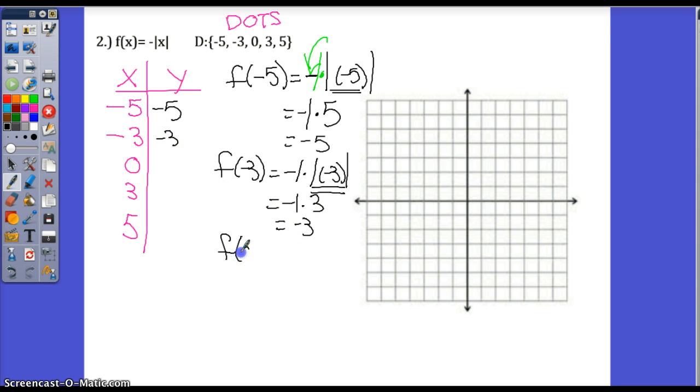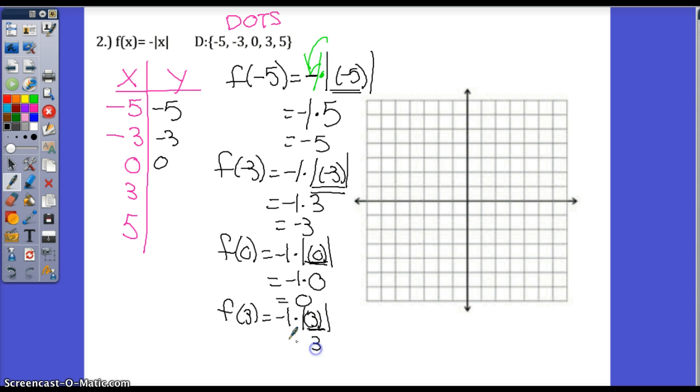f of 0, we get negative 1 times the absolute value of 0. Absolute value of 0 is 0. Negative 1 times 0 is just 0. Next one, f of 3 equals negative 1 times the absolute value of 3. Absolute value of 3 is just plain old 3, but it's times negative 1, so again we get negative 3. And one more, we have f of 5 equals negative 1 times the absolute value of 5. Absolute value of 5 is 5. Negative 1 times 5 equals negative 5.